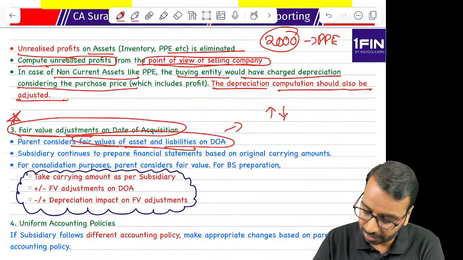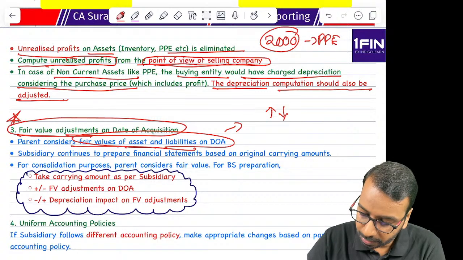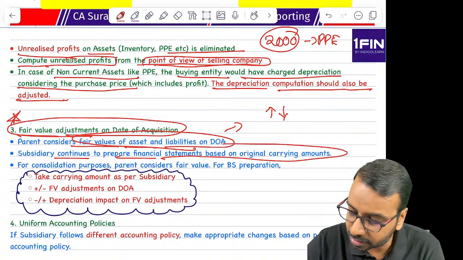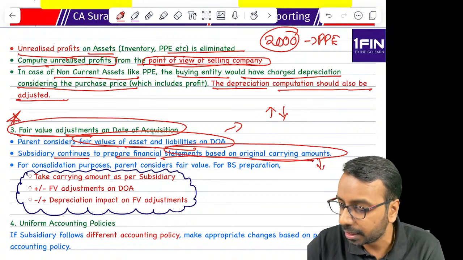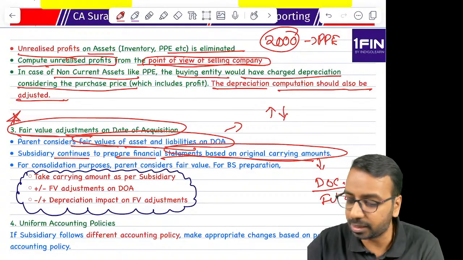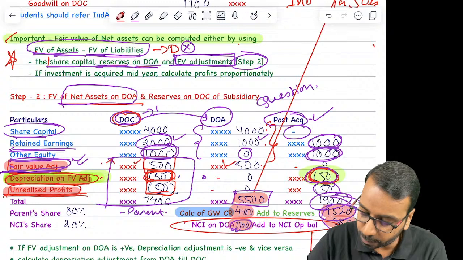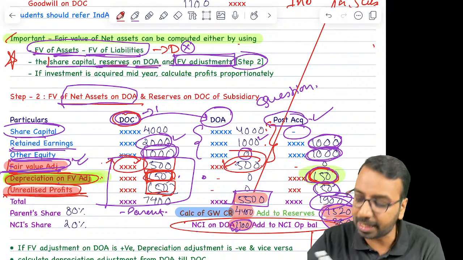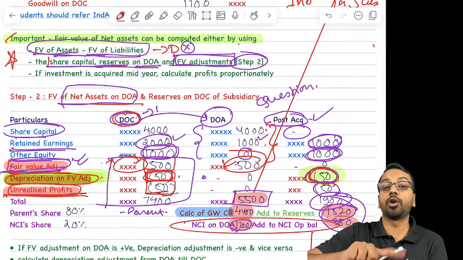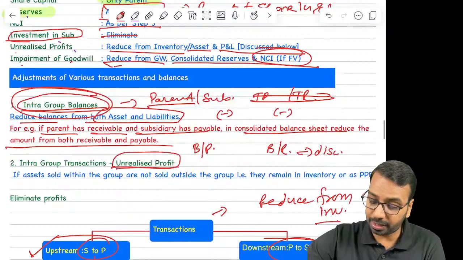Second most important thing is the subsidiary, because it continues to prepare financial statements based on original carrying amount. On date of consolidation also you have to do fair value adjustment. That is why in my working here, if you see, I have fair value adjustment both on date of consolidation and date of acquisition. Just because it is done on date of acquisition, don't ignore it on the date of consolidation.